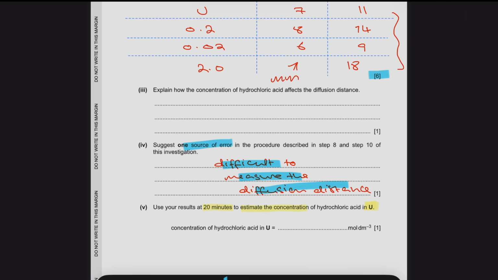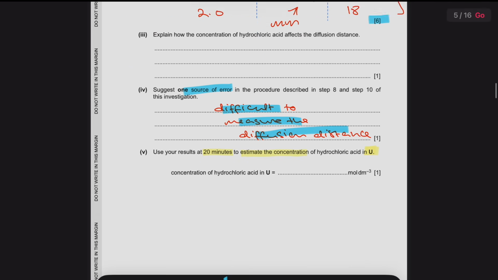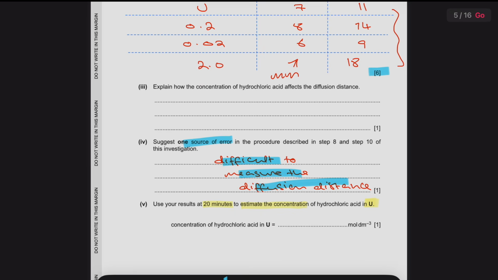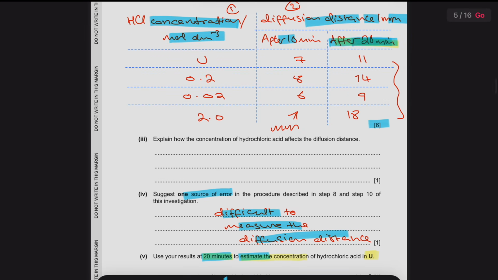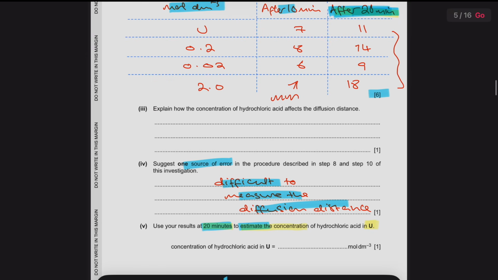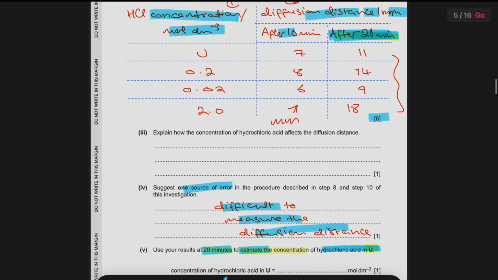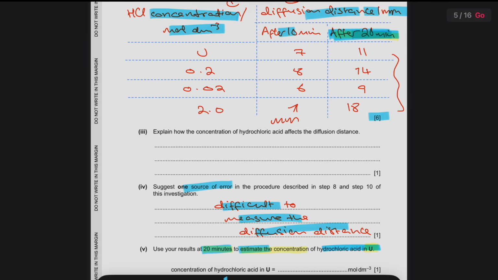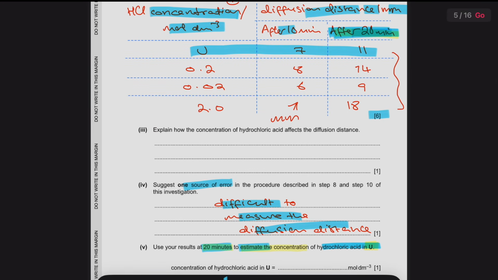Then here's a calculation question they might ask alongside your table, but in this case it's not really a calculation, it's an estimate. So they said use your results at 20 minutes, this is our 20 minutes, to estimate a concentration of hydrochloric acid in U. So they've given us a U value, I just put it into the table, and their results were 7 and 11, okay? We are trying to find the concentration of whatever U of the solution U, but we don't know the concentration.